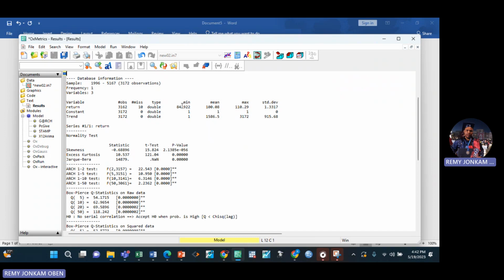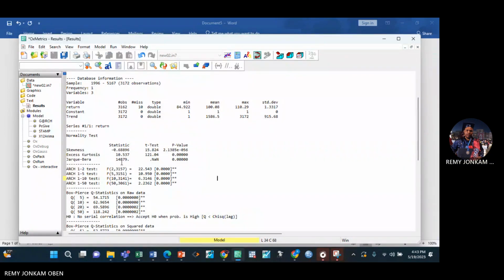Of course, you have the mean value, the average value, the maximum, standard deviation. You can interpret it normally as to check the normality test. You know, skewness, kurtosis, and Jarque-Bera, they give us an idea of normality.